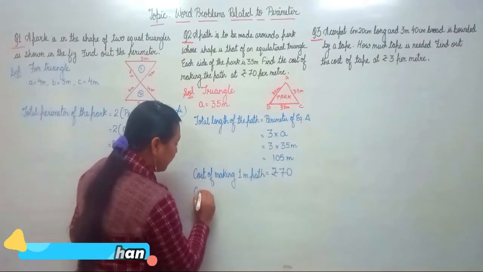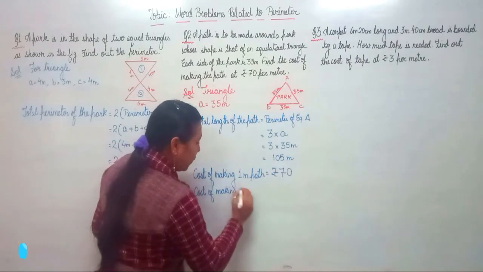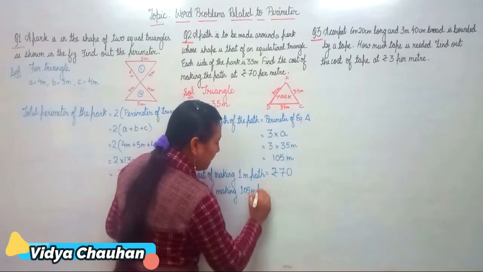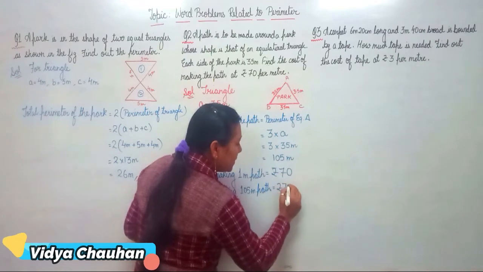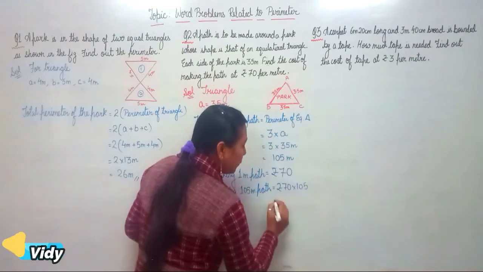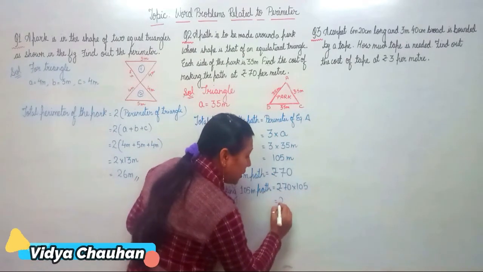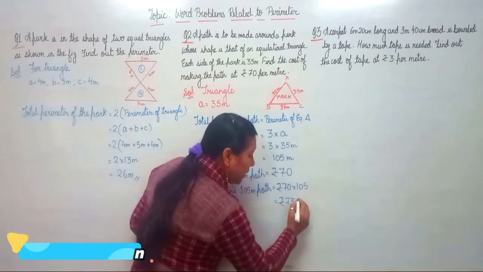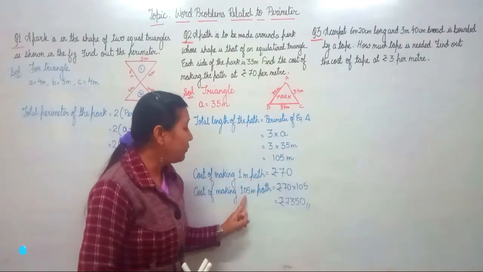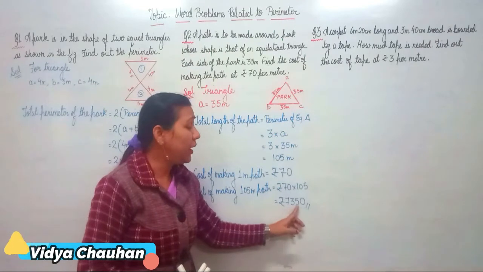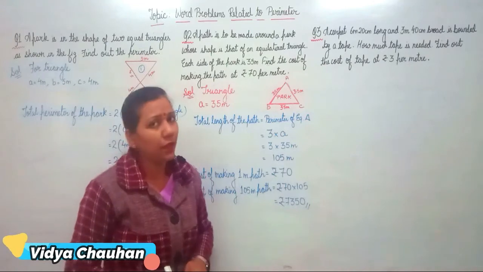So in that case, the cost of making 105 meter path is equal to rupees 70 multiplied by 105. Now when you multiply 105 into 70, you will get 7350. So the total cost for making 105 meter of path is 7350 at the rate of rupees 70 for 1 meter of the path.